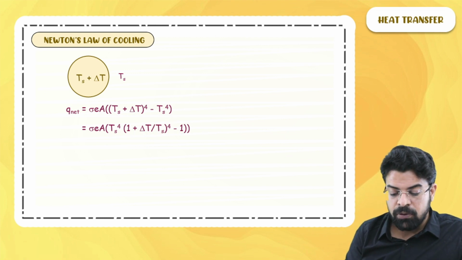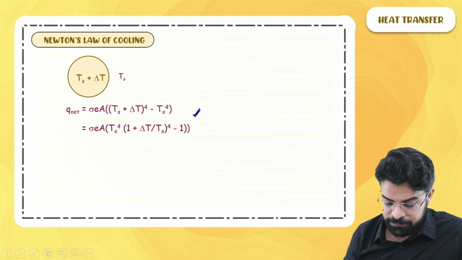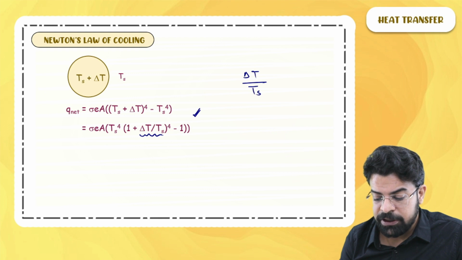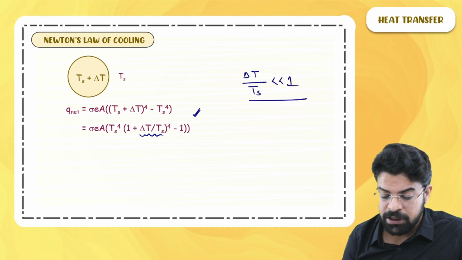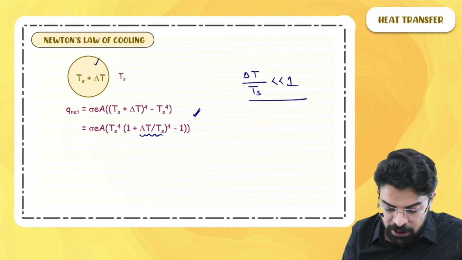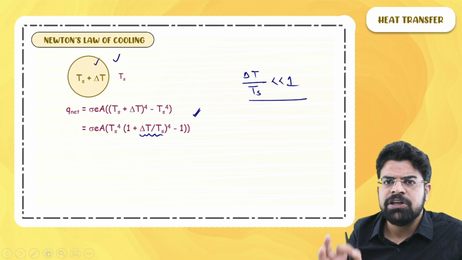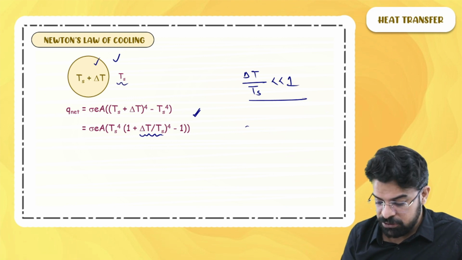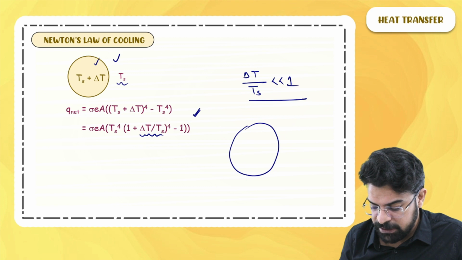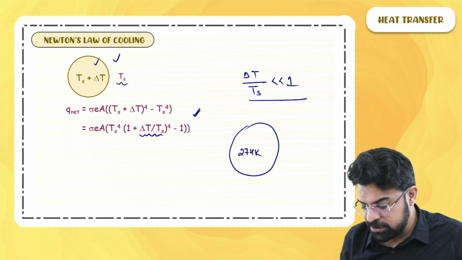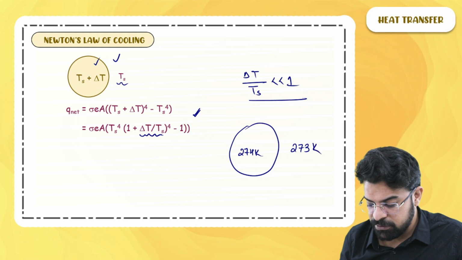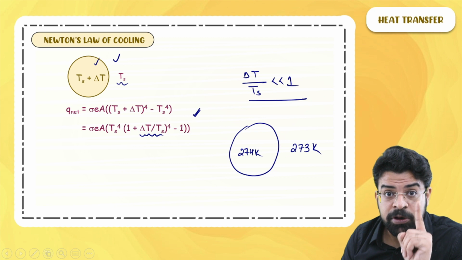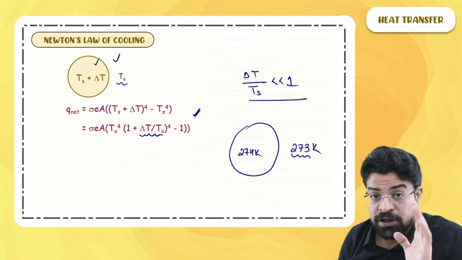Pause the video and look at this particular step if you are having doubts. Now, if delta T, the temperature difference, upon the temperature of the surrounding is less than 1, that is, if the temperature difference between the body and the surrounding is much less than the temperature of the surrounding. Do remember, here we should take the temperatures in Kelvin. So let's say the temperature of this body is 274 Kelvin and the temperature of the surrounding is 273 Kelvin. Then there is a temperature difference of 1 Kelvin, and the temperature of the surrounding is 273.